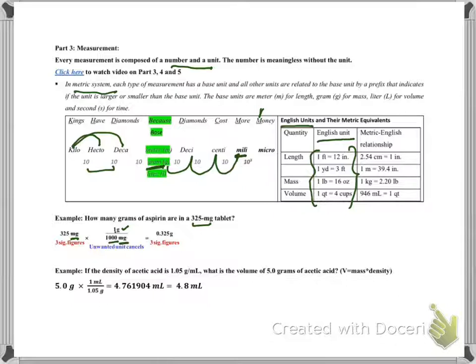Let's do another problem. If the density of acetic acid is 1.05 grams per ml, what is the volume of 5 grams of acetic acid? And here I'm giving you the formula that volume is equal to mass times density. So let's make a table here just to confirm it. Here is density, here is mass, here is volume. So volume, if you're calculating, then it is mass over density.